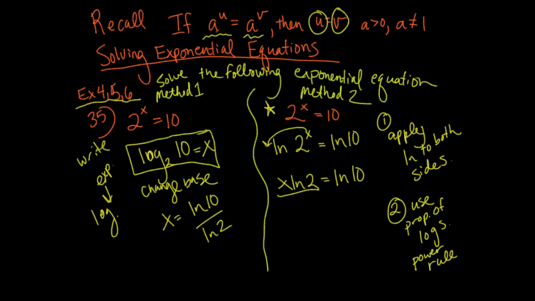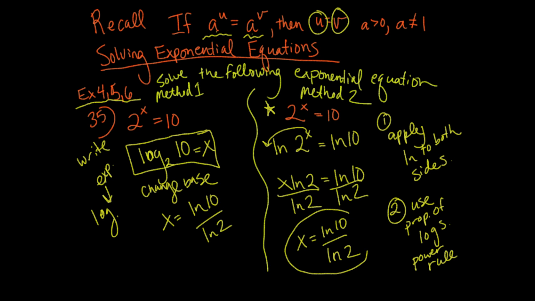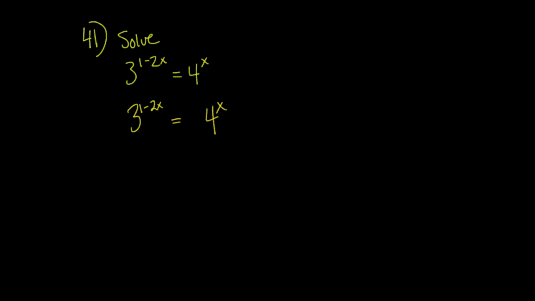If I divide now both sides by natural log of 2, I get that x is equal to ln 10 over ln of 2, which is the same answer that I had from method 1 once I changed the base. Okay, so for number 41, I'm actually going to apply the natural log to both sides, and that's what method 2, what I showed in the last example.